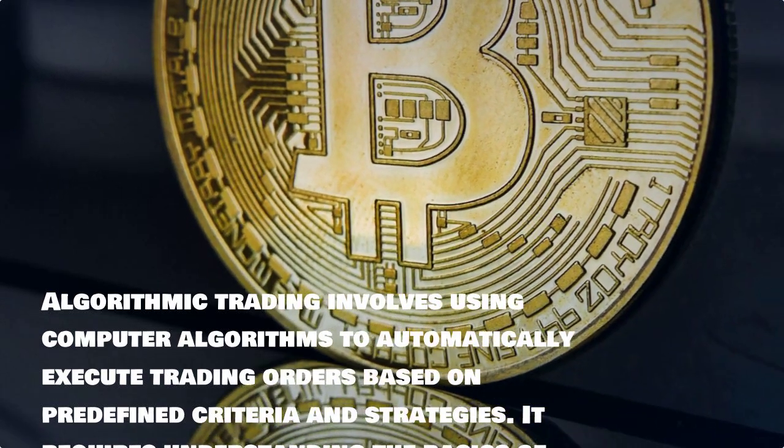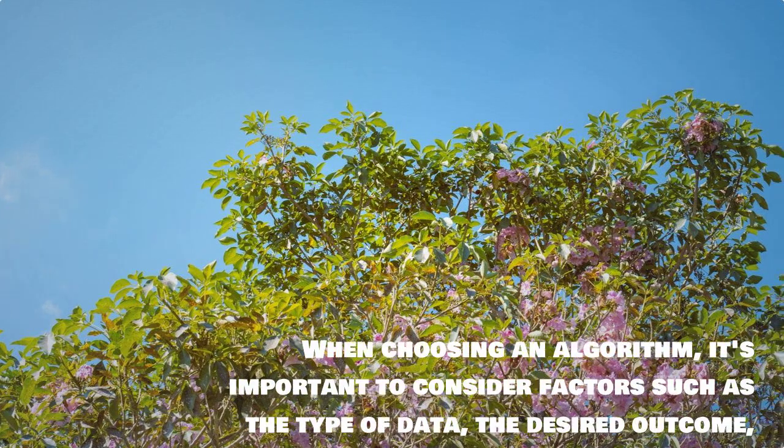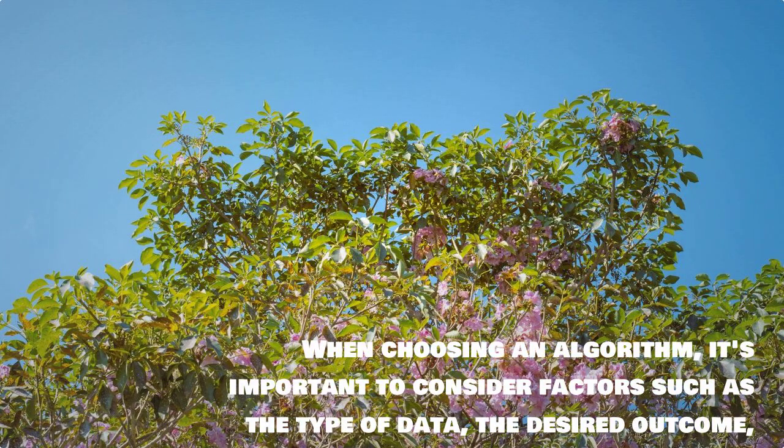Algorithmic trading involves using computer algorithms to automatically execute trading orders based on predefined criteria and strategies. It requires understanding the basics of programming, financial markets, and risk management. When choosing an algorithm, it's important to consider factors such as the type of data, the desired outcome, the complexity of the problem, the available computing resources, and the interpretability of the results.